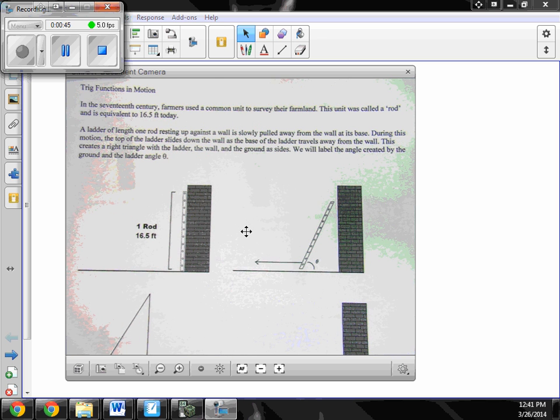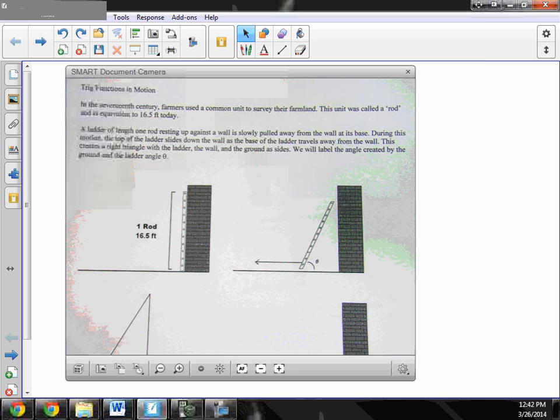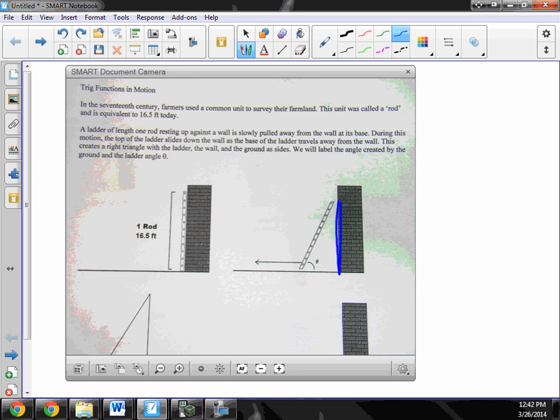So stay tuned. This worksheet says, in the 17th century, farmers used a common unit to survey their farmland. This unit was called a rod and is equivalent to 16.5 feet today. A ladder of length 1 rod is resting up against a wall, and it's slowly pulled away from the wall at its base. During this motion, the top of the ladder slides down the wall as the base of the ladder travels away from the wall. This creates a right triangle with the ladder, the wall, and the ground as sides. So we'll call this the wall, from the ground to the top of the ladder. From the wall to the bottom of the ladder is the ground, and then we have the ladder.